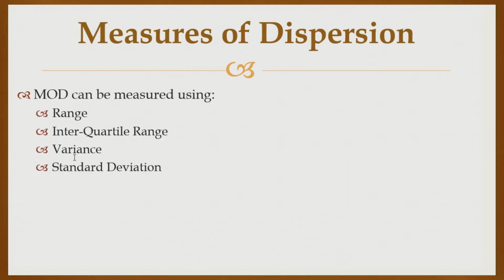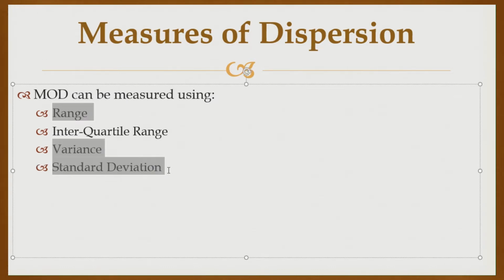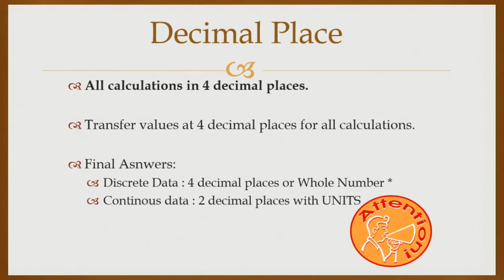So there are four measures of dispersion, MOD. Like earlier we learned MCT, which is measure of central tendency. You had mean, mode, median. Now you have measure of dispersion, which is range, interquartile range, variance, and standard deviation, of which you have probably heard of range, variance, and standard deviation. You've probably done it in school before. Only interquartile range is something new to you. But don't worry, I will teach you one by one what each one of it is.